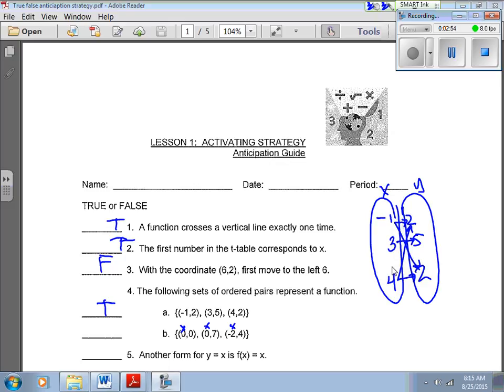Do you notice that one x appears twice? Do they have the same y value? No. Okay, so that's when I'm letting you know. If this number has more than one y, that makes it not a function. So this one would be false. Because 0 cannot have two different y's. That makes sense? And here's another way to look at it.